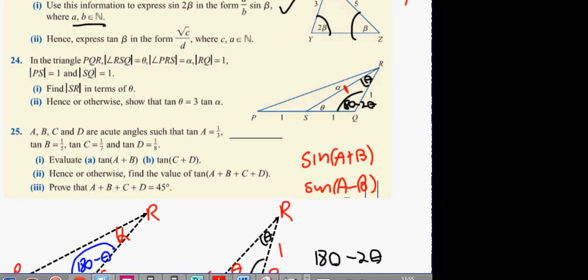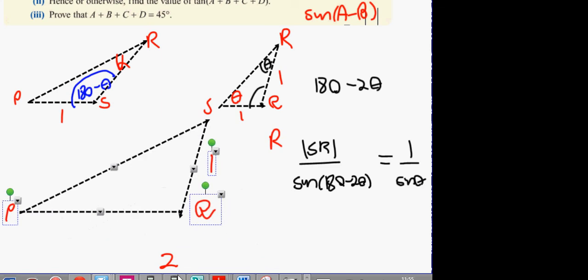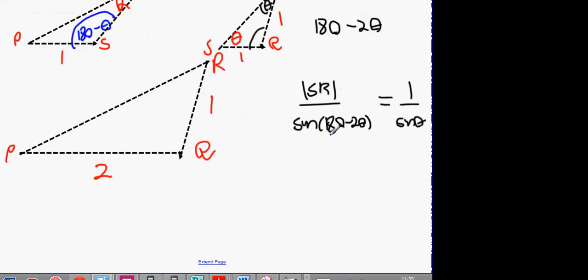But what we can now do is a sine rule. And let's hope our sine rule comes out this time. What we're going to do is SR divided by, anybody? Sine 180 minus 2 theta equals 1 divided by sine theta. Okay, that is our rule there. Now we've just figured that out through getting theta on its own. So what we're going to try next is this, guys. We're first going to do, what's the expansion for sine A minus B? Can anybody tell me? What's the expansion for it?